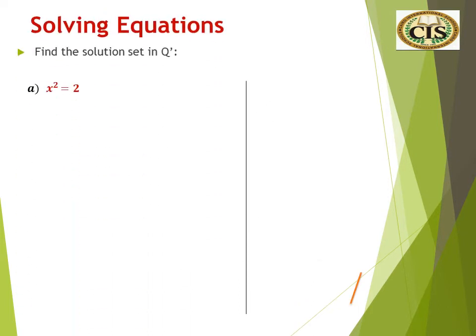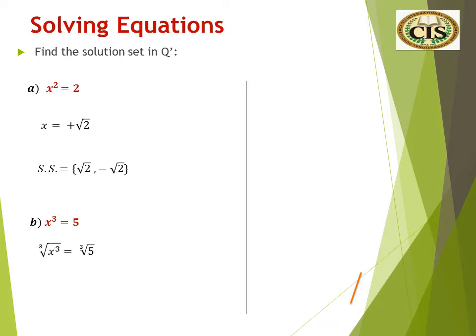Now find the solution set in Q dash. X power 2 equals 2. As a power, we find the root. Power 2, we find the square root. Power 3, we find the cubic root. Power 4, we find the fourth root. X power 2 equals 2, so x equals positive or negative root 2. Positive or negative root 2 belongs to Q dash, irrational numbers. So the solution set equals square root 2 or negative square root 2.